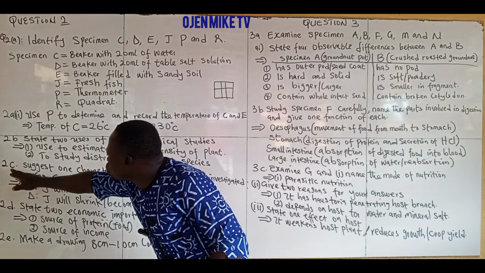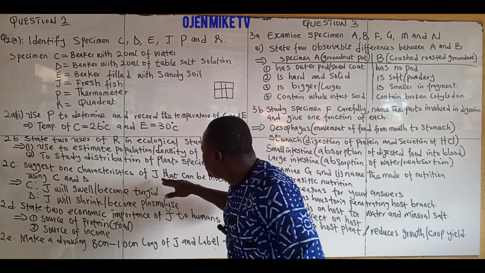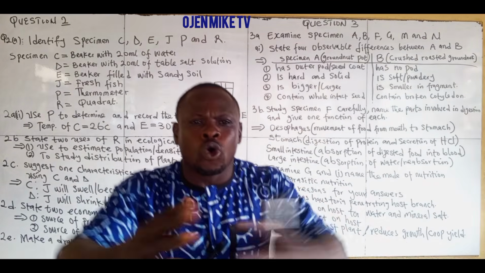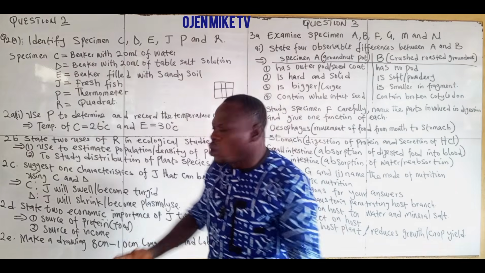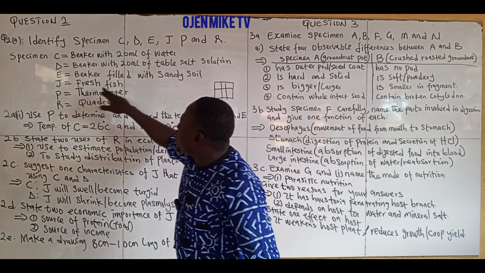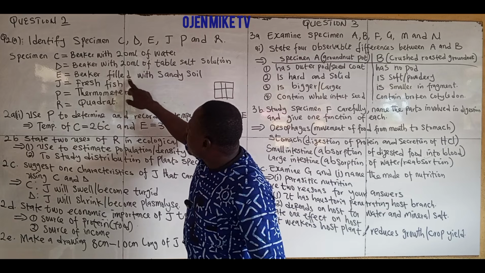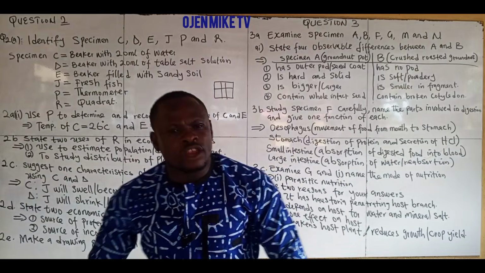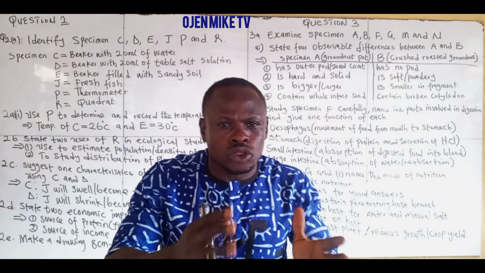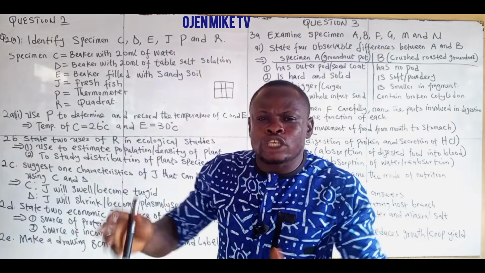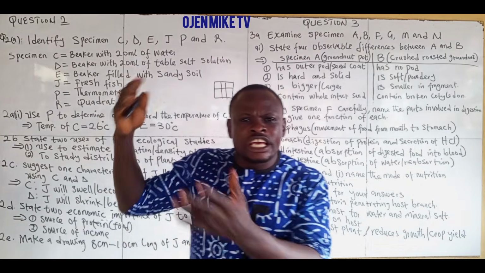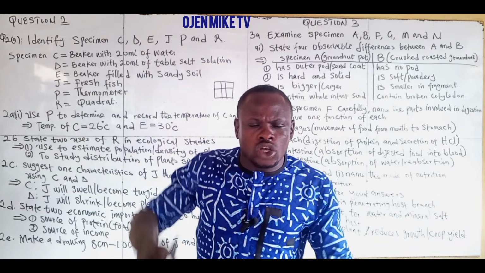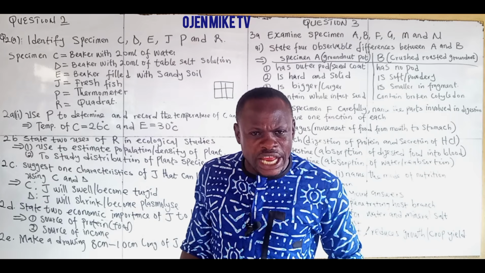The next question says, 2C, suggest one characteristic of J that can be investigated using C and D. This one is coming from osmosis. J is your fish. Now, if this fish is placed in C and placed in D, what will happen? Have you heard of hypertonic solution and hypotonic solution? Hypotonic solution is a solution containing what? Water. While hypertonic solution is a solution containing what? Salt. Hyper, high concentration of salt. Hypo, low concentration of what? Salt. Do you get that?